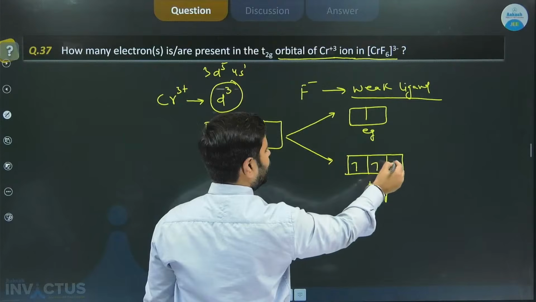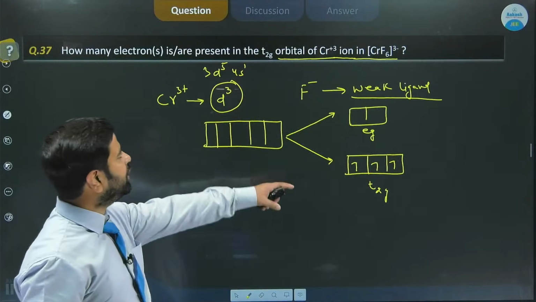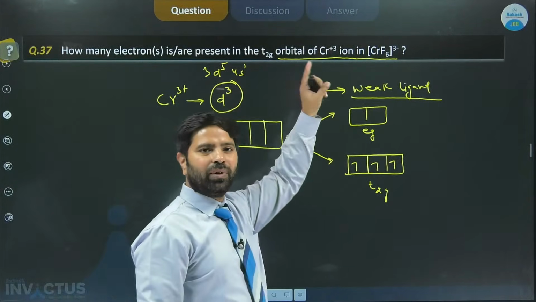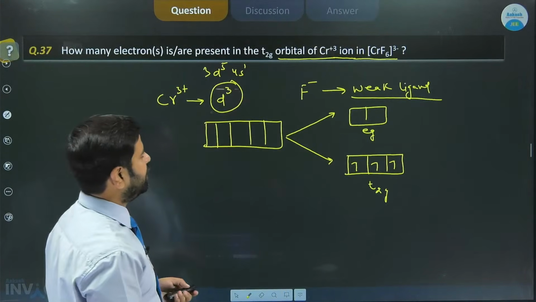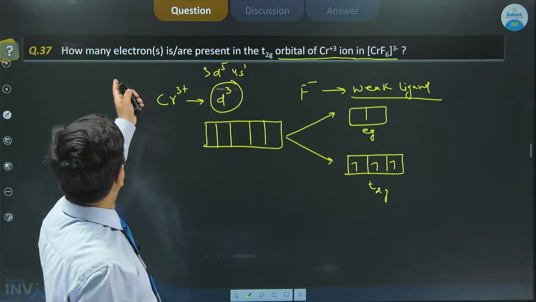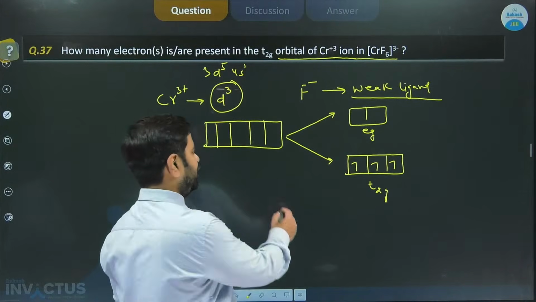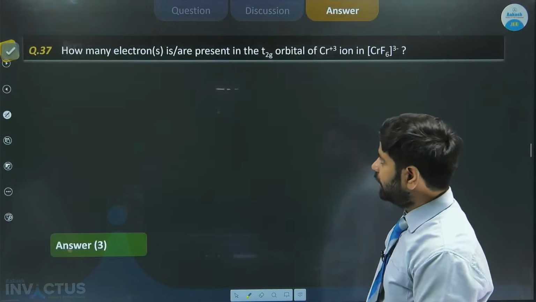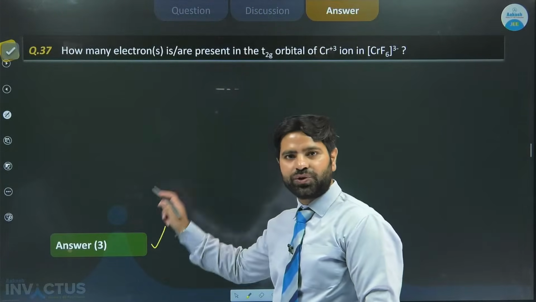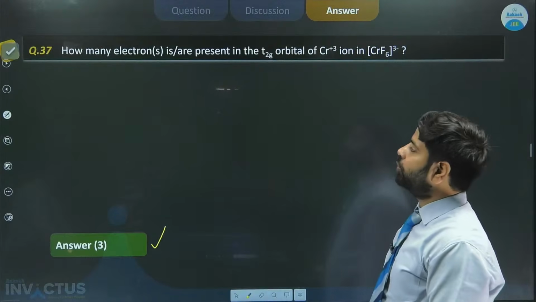All the electrons will be filled into the t2g, as F minus is a weak ligand. Electron pairing does not occur here. So how many electrons are present in t2g? That is 3. Answer is 3. So yes, the answer given to this question is 3. Let's move on to the next question.